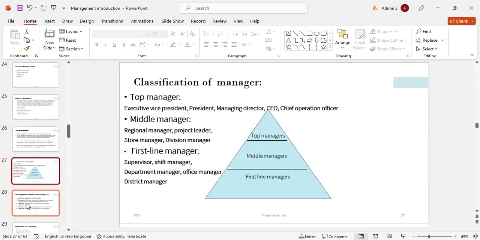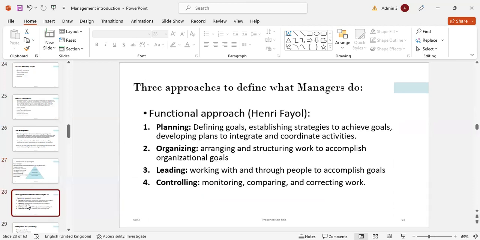Classification of managers. Top managers include executive vice president, manager, director, CEO, chief operating officer, and middle managers include regional manager, project leader, store manager, division manager. First line managers include supervisor, shift manager, department manager, office manager, district manager.